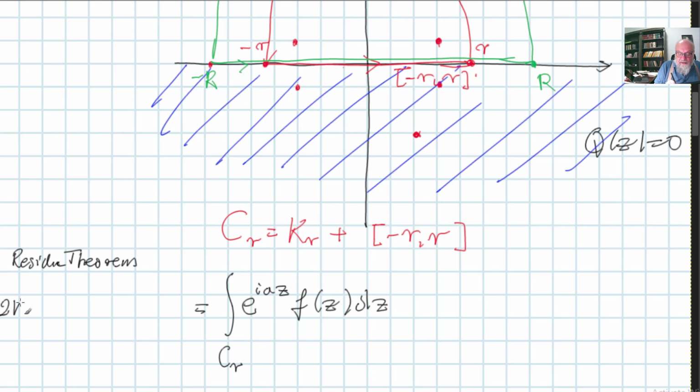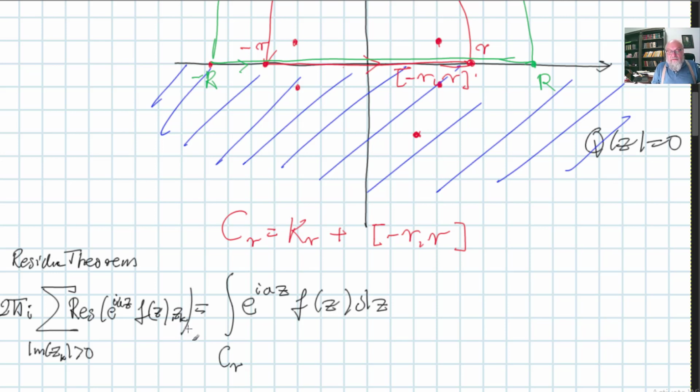This will be equal to pi i times the sum over k, where the imaginary part of z_k is positive, of the residue of e^{iaz} f(z) at z_k. So these will be the residues. So that integral can be computed from the residues.